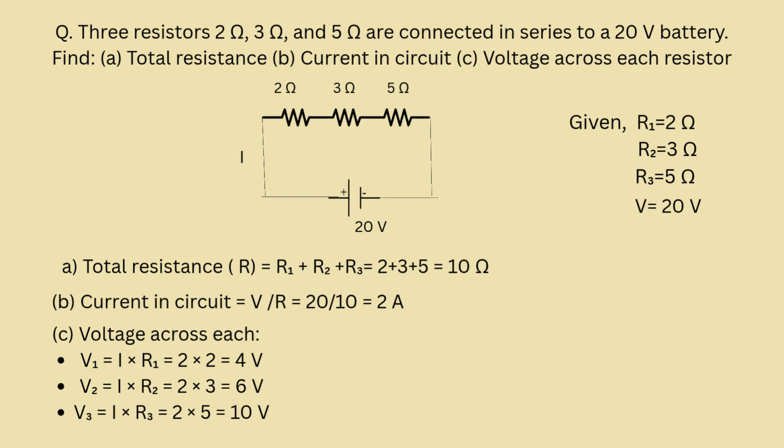Let's do a problem with 3 resistors in series with a 20-volt battery. Total resistance is 10 ohm. Current is the same across all points in the circuit. So current is V by R, which is calculated to 2 ampere. Voltages across resistances change, so V1 is 4 volt, V2 is 6 volt, and V3 is 10 volt.